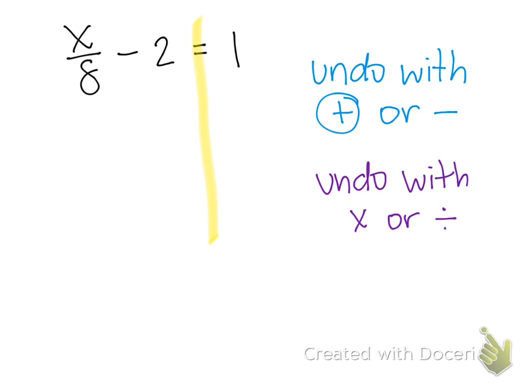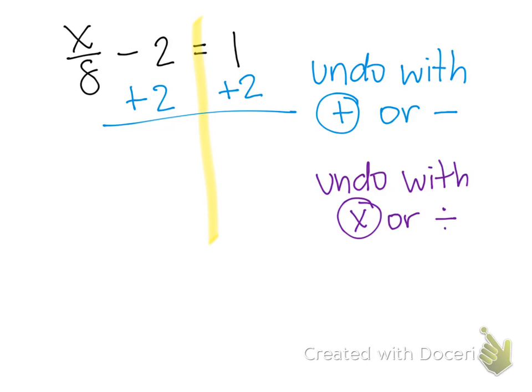And then I also see that there is division in this problem. So if it's division, I need to undo the division with multiplication. So now that I have figured out my steps, I am going to use them. First step is to add. I am adding 2 to both sides.